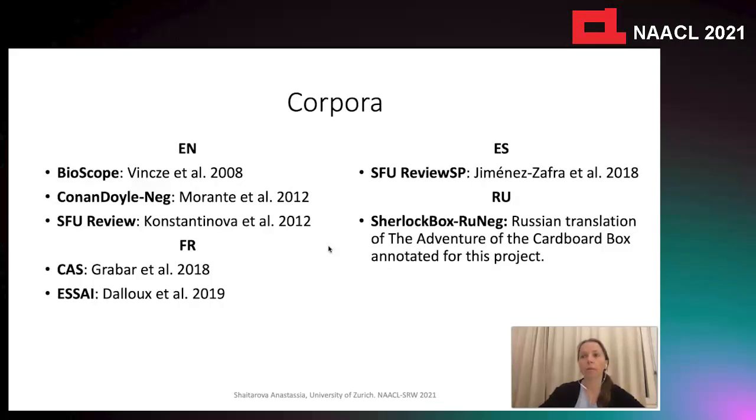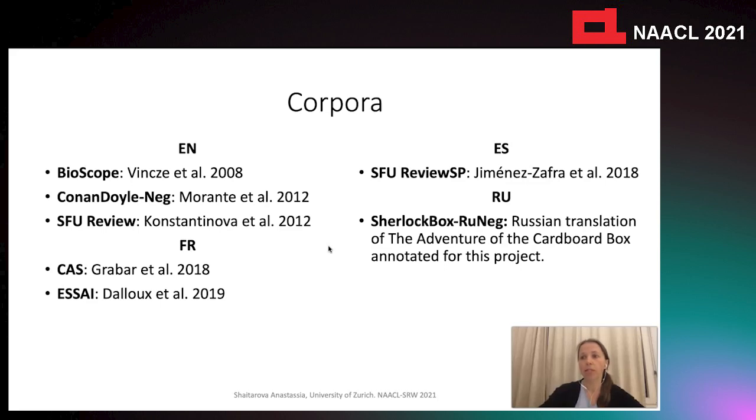Our corpora are all publicly available. The three English corpora have served as classic benchmarks for negation detection for many years. Bioscope includes scientific papers in the domain of bioinformatics. Conan Doyle Neg is a literary corpus, and SFU Review is a large corpus of product reviews. Although they belong to different domains, we combined them into one dataset.